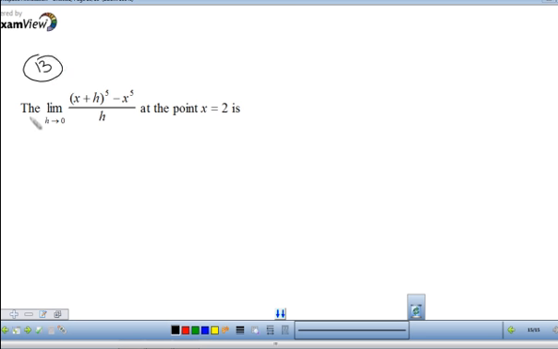Okay, so for 13, find the limit as h goes to 0 at the point x equals 2. Okay, so if you guys see this, this is the definition of the derivative. So the limit as h goes to 0 of f of x plus h minus f of x all over h.